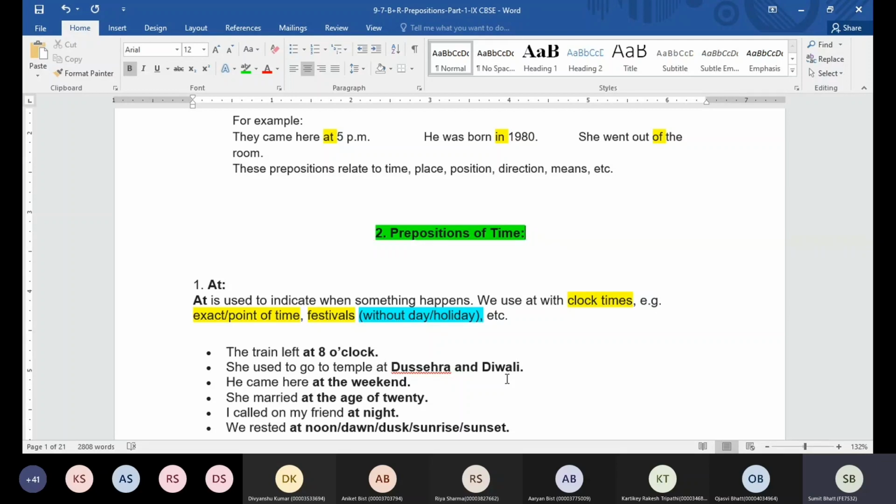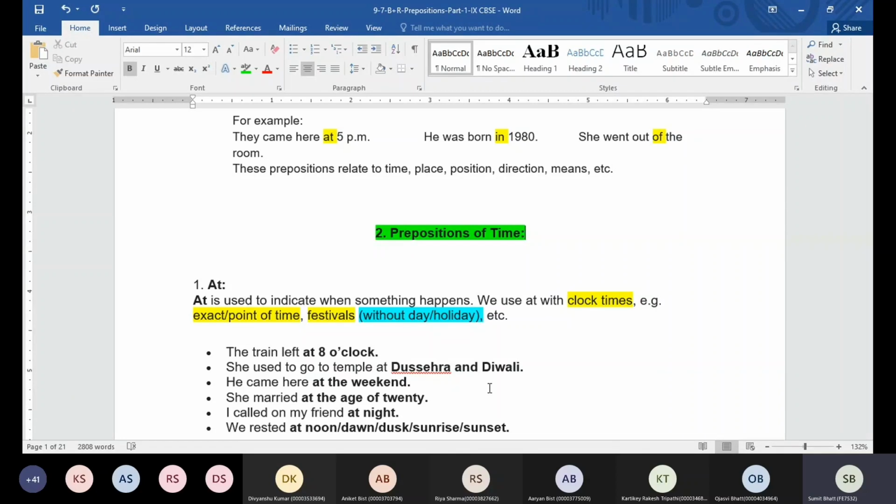He came here at the weekend. So when I say at the weekend, it is going to be referring to some exact time or point of time we are referring to, okay, towards the end of the week. She married at the age of 20. So when I say at the age of 20, that means when the person was 20 years old. So we are again referring to one exact time.